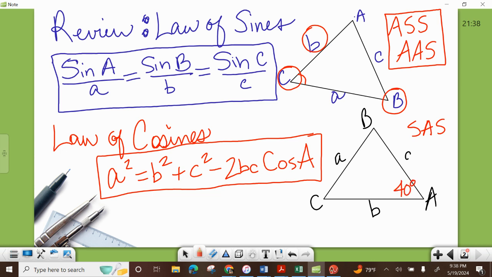And so that's 40 degrees. Let's say this side here, B, is equal to 10. And let's say C is equal to 12. Well, I've got side, angle, side.